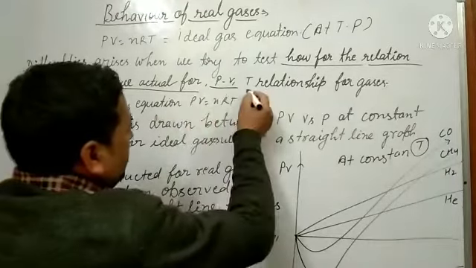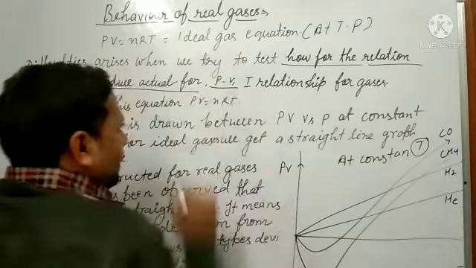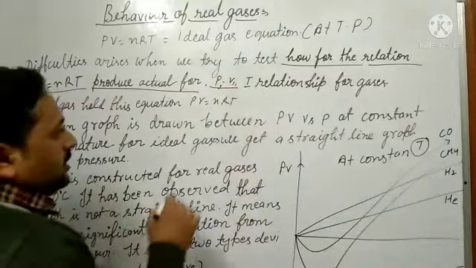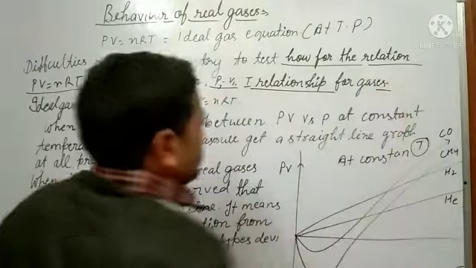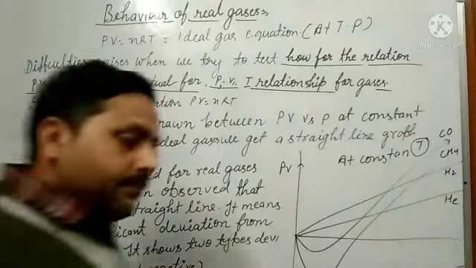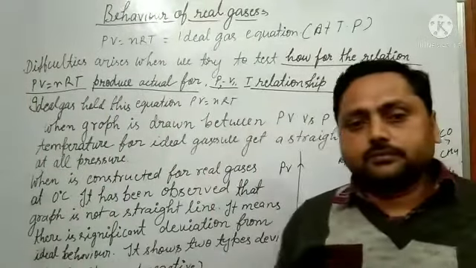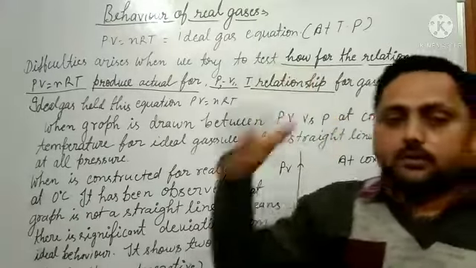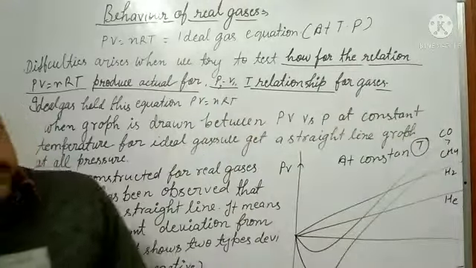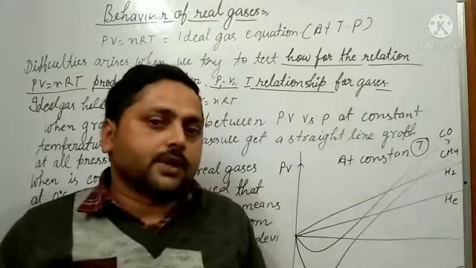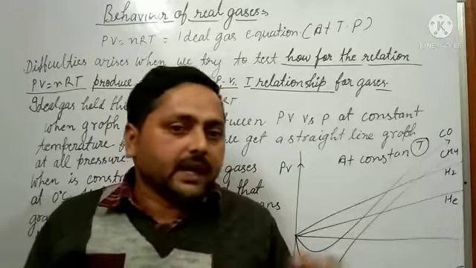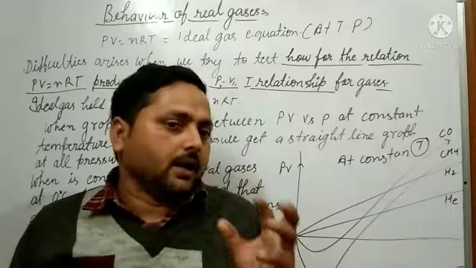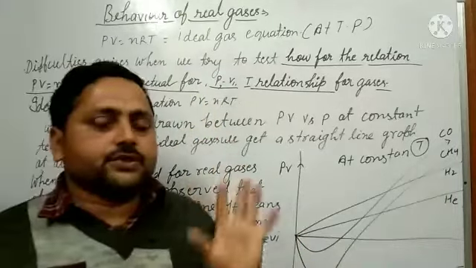The PV graph and temperature, P, V and T, meaning pressure, volume and temperature, form a relationship for gases. It means if we draw the graph for ideal gases, they follow the ideal gas equation or gas laws at all temperature and pressure.